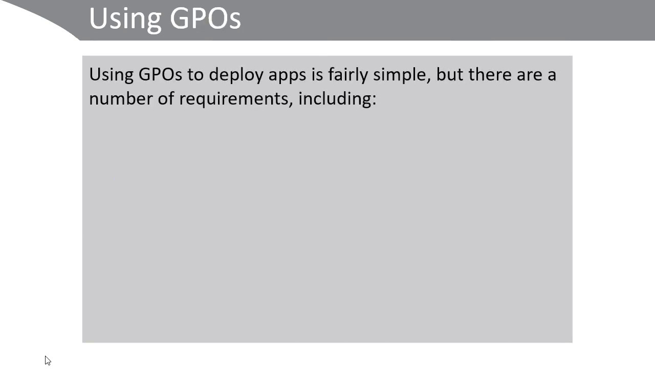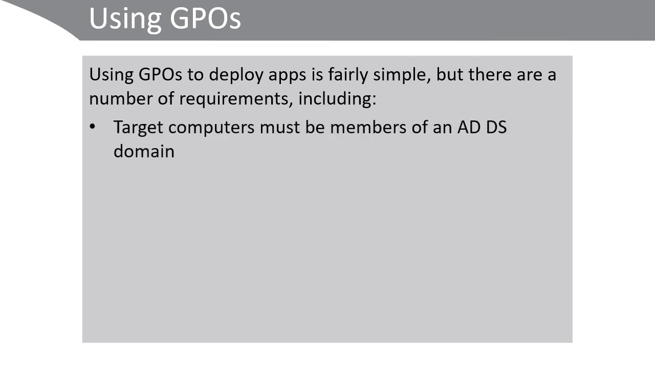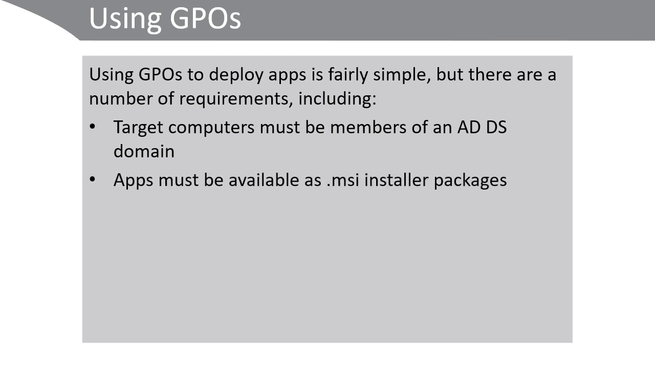Using group policy objects to deploy apps is fairly simple, but there are a number of requirements. These include that the target computers must be members of an Active Directory Domain Services domain. Apps must be available as a .msi installer package. When you use GPOs to deploy your apps, you can target the app deployment to container objects in your Active Directory environment, such as a site, domain or OU. By using group policy filtering, you can also deploy apps to specific users or computers, perhaps by creating Windows Management Instrumentation filters that target specific computers based on their hardware or software characteristics.